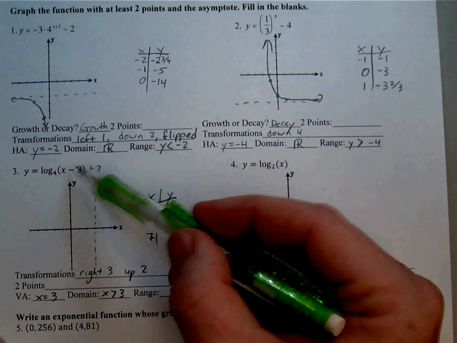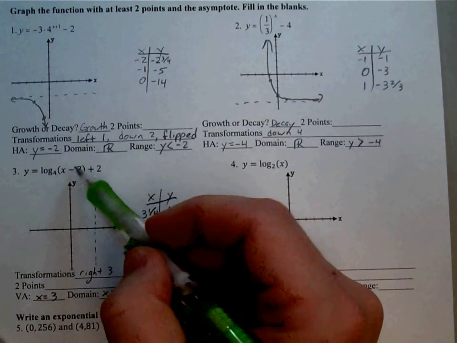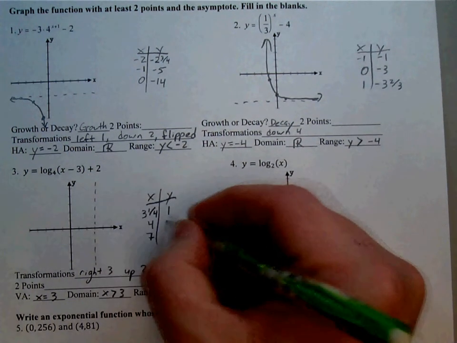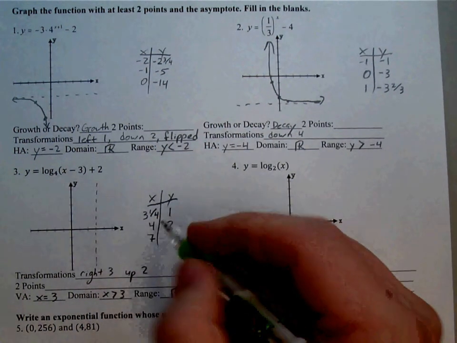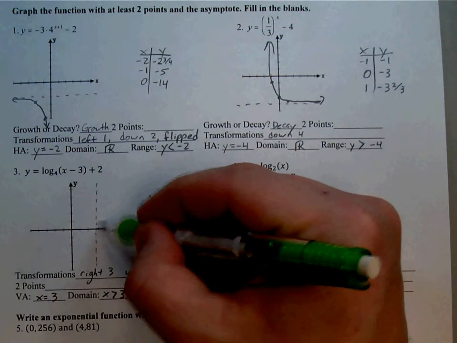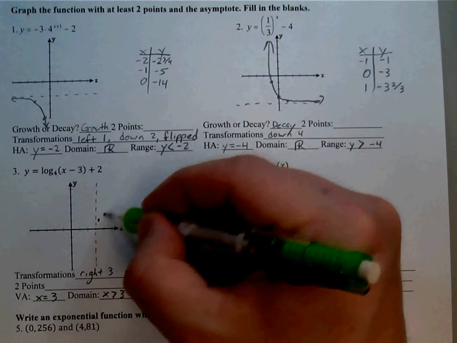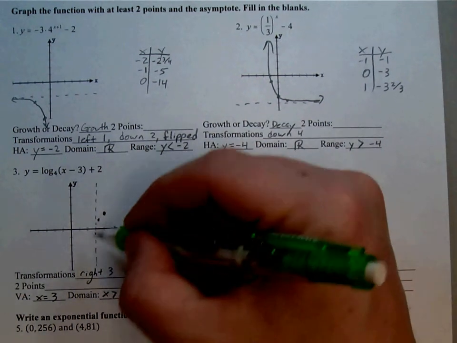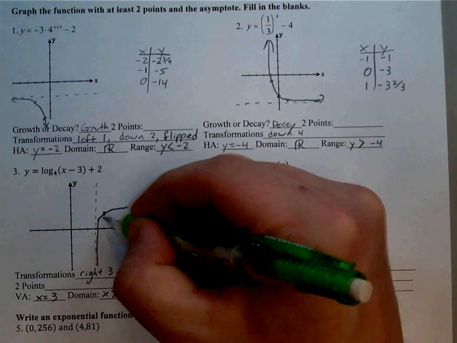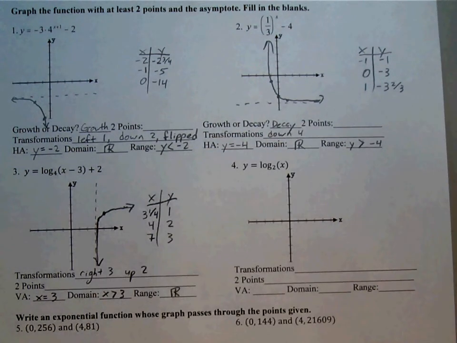So if I plug those in, 3 and 1/4 minus 3 is 1/4, so log base 4 of 1/4 is -1, plus 2 is 1. Plug in 4, log base 4 of 1, that's 0. Plus 2 is 2. Plug in 7, log base 4 of 4, that's 1, plus 2 is 3. So 3 and 1/4, about there, 1, 4, 2, and then after that 7's off my graph, so I'm not going to graph that one. So our graph looks something like that.